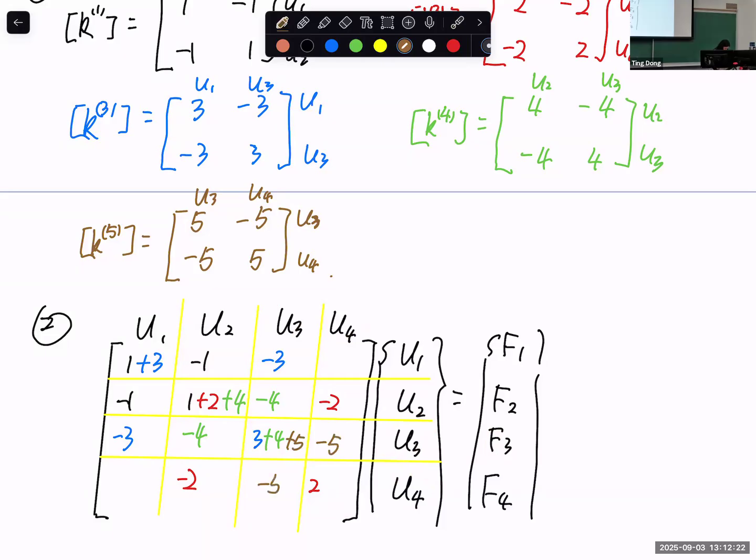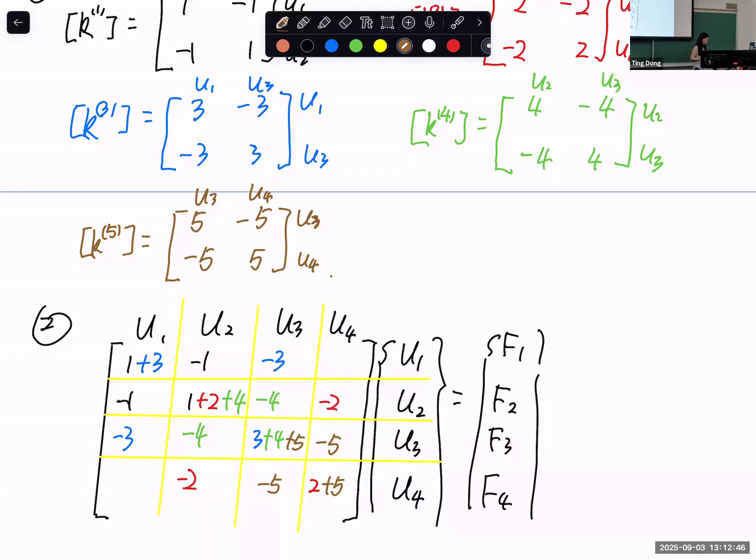-5, -5, +5. Any question here? Or is this very clear for you guys? Do you guys know how to do the assembly? Like assemble the element K matrix into the big matrix equation.